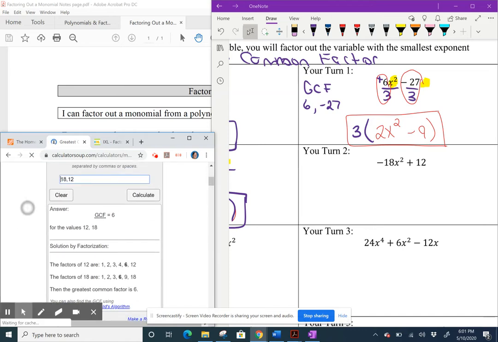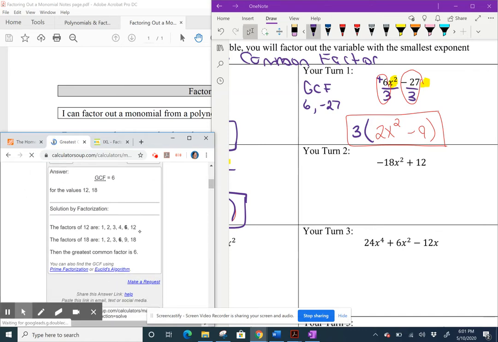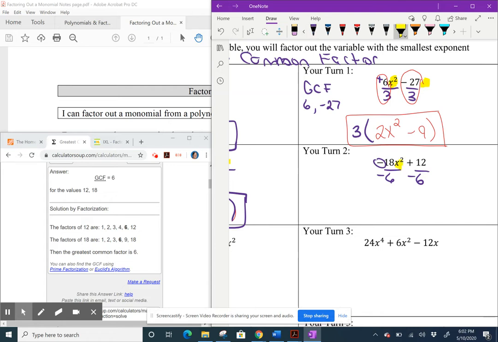All right, so the greatest common factor, notice the website says 6, but we need to be smarter than the website. Our leading coefficient's negative, so we have to make this negative. Once again, we're looking at the variables. We have x squared, and then we have nothing. Since we don't have any x's in common, the greatest common factor is just negative 6. And then we divide. Negative 18 divided by negative 6 is a positive 3, x squared. 12 divided by negative 6 is a minus 2.